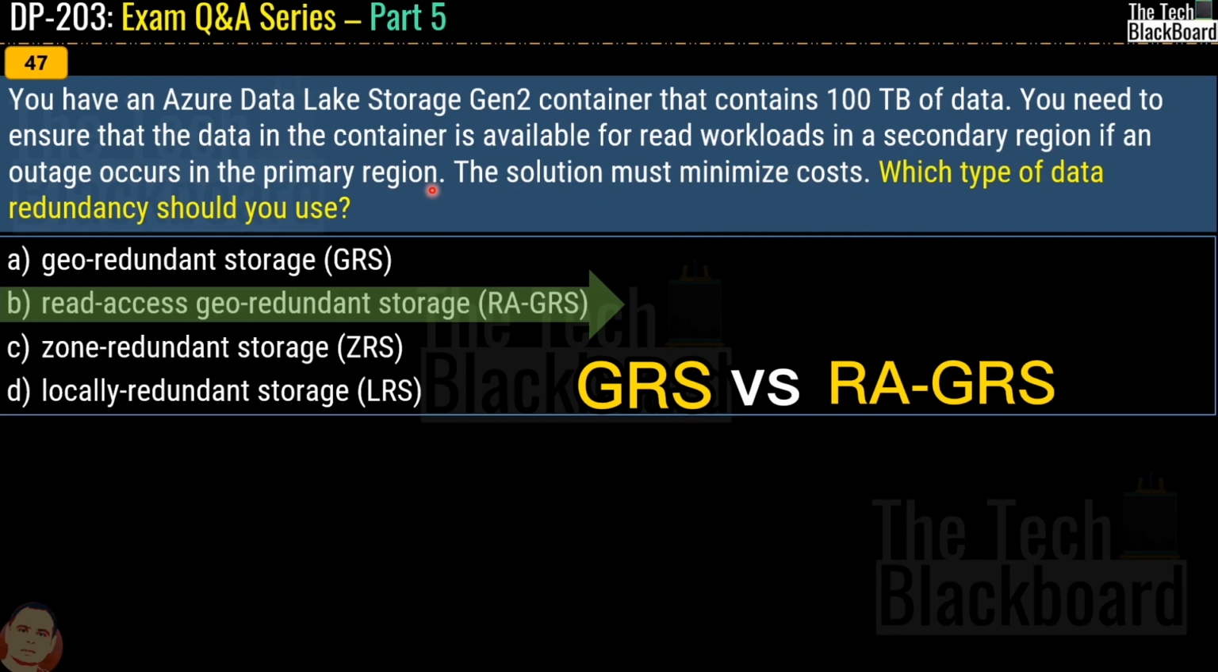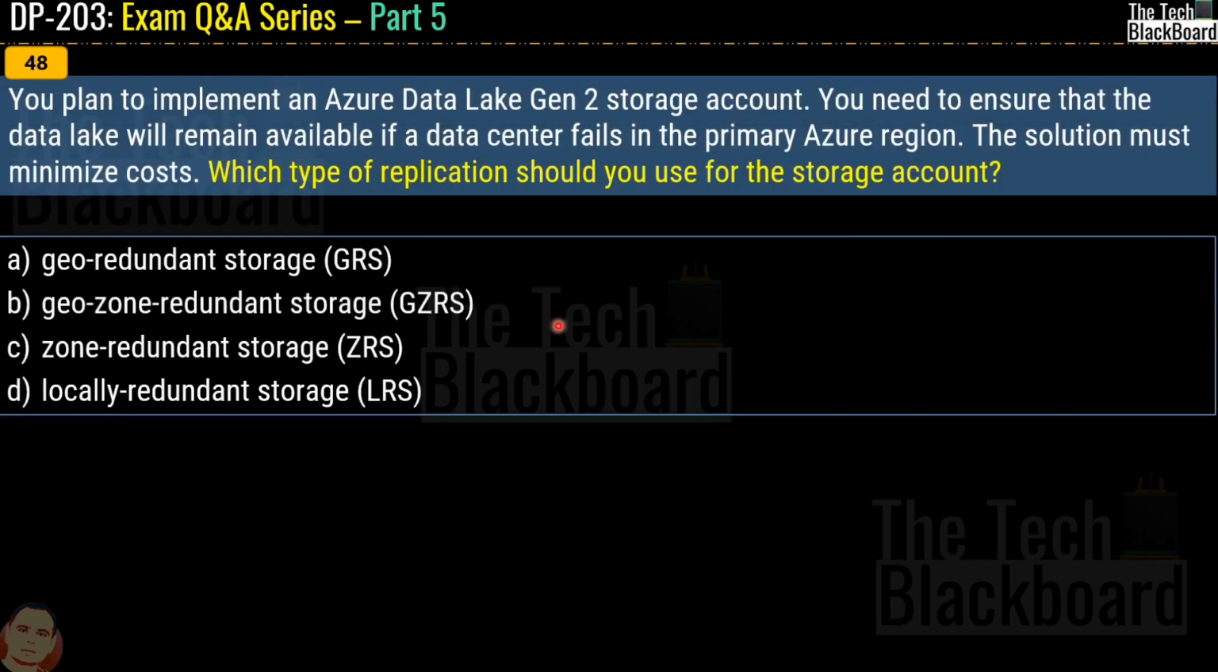And because GRS does not initiate an automatic failover, you won't be able to read the workload unless you do the manual failover. And that's the reason I have chosen RA-GRS as the correct answer to this question. Now let's move to question number 48.